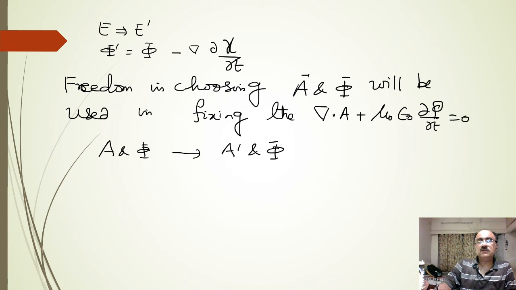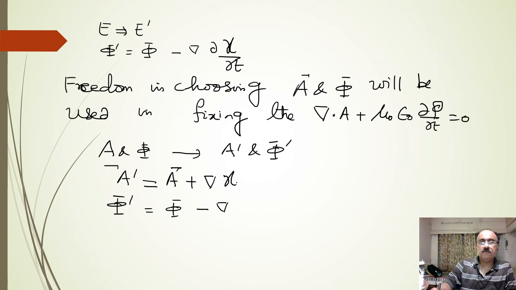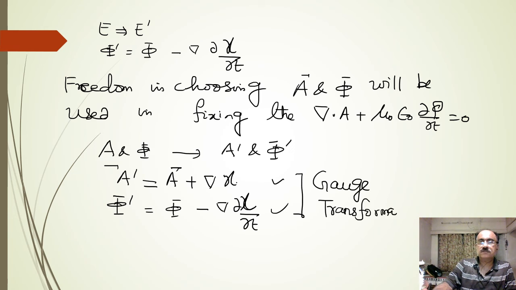We know that by doing such transformations, the original fields E and B don't change. And what are those transformations? We can again write it as A dash equal to A plus gradient of chi, and phi dash is equal to phi minus gradient of del chi upon del t. So these transformations are called gauge transformation.